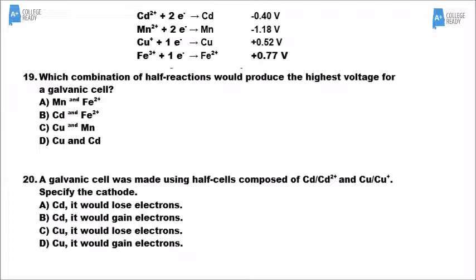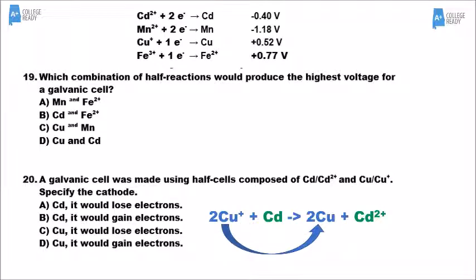For number 20, first we need to write the equation so we can identify what's going on. The copper is going from a +1 state to a 0 state. That's a change of 1 electron. The cadmium is going from a 0 state to a +2 state. That's why we multiply the copper by 2. So if we look at it, the copper is being reduced as it goes from a positive to a 0 state, and the cadmium is being oxidized as it goes from a 0 to a +2 state.